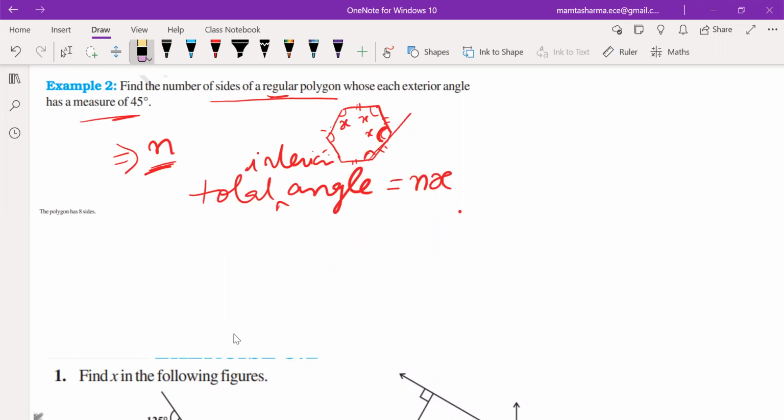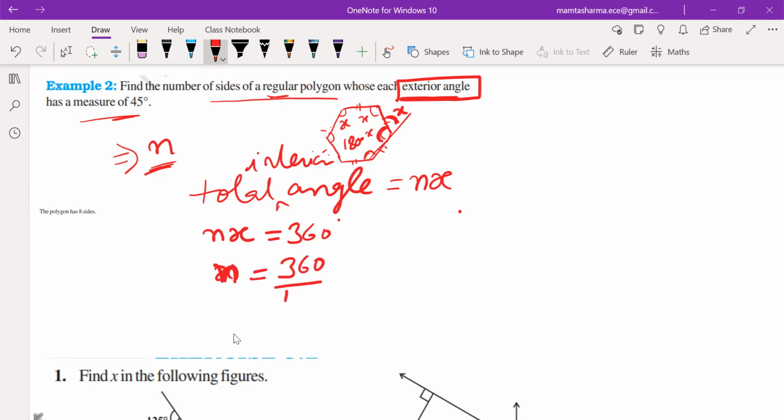Ma'am, actually you are calculating with the interior angles. The question is about exterior angles. Okay, this is the mistake I made. Exterior angle is given. Exterior angle is x, not the interior angle. Interior angle would be 180 minus x. So for n sides, the total exterior angle would be nx and it will be equal to 360. N would be 360 divided by x. X is given, it is 45. So 360 by 45, you will directly get the answer, that is 8.